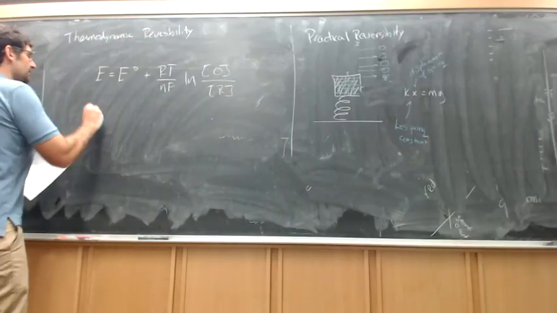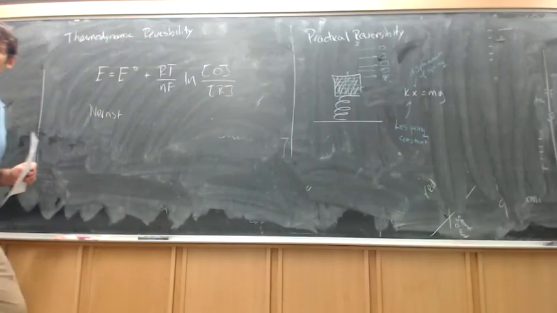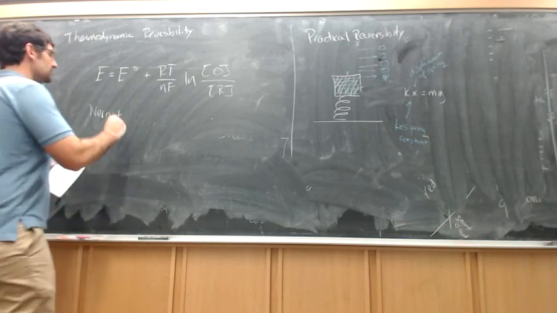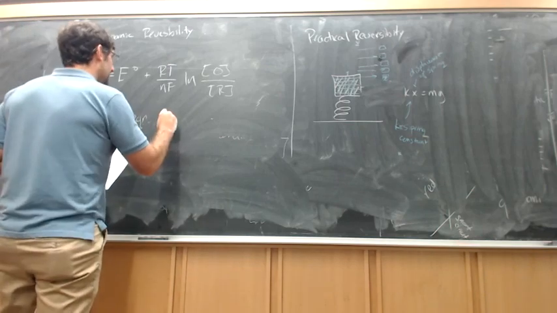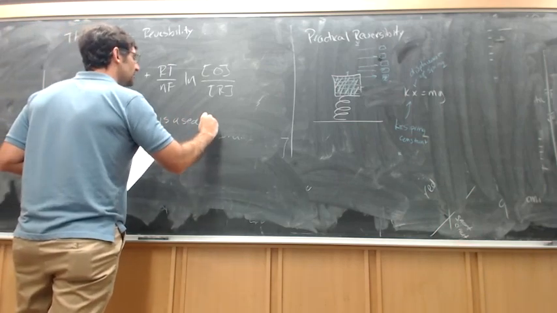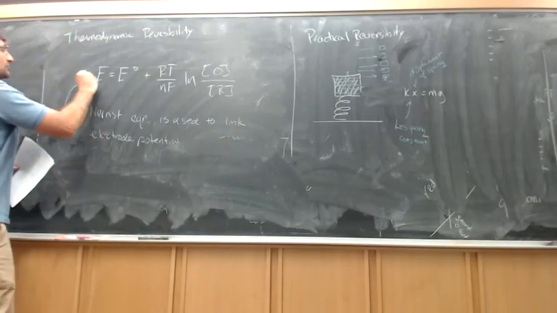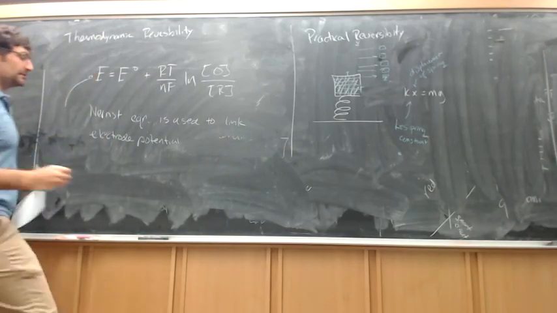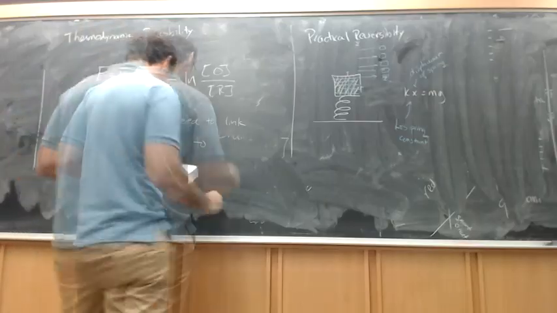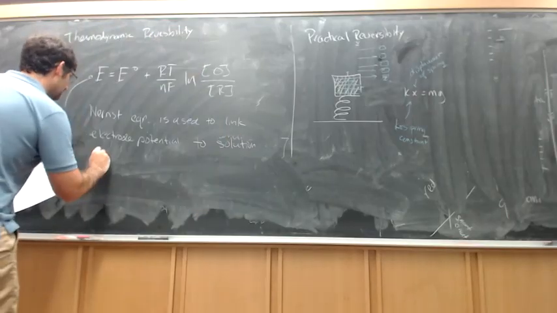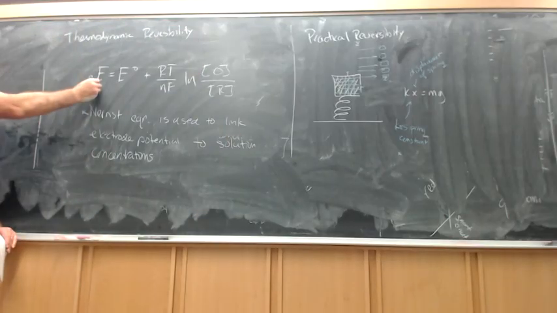So the Nernst equation, in everything we did in chapter 1, is used to link the electrode potential, this is the electrode potential, right? Link the electrode potential to solution concentrations. That's what the Nernst equation does.